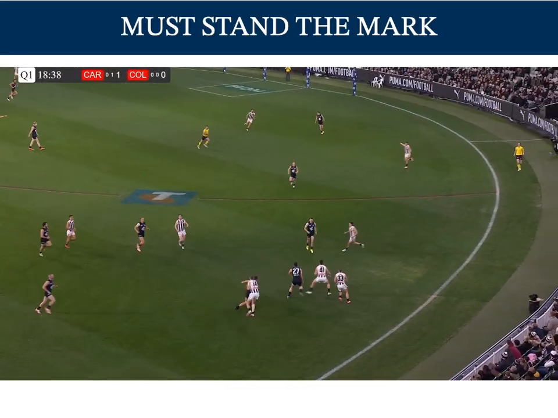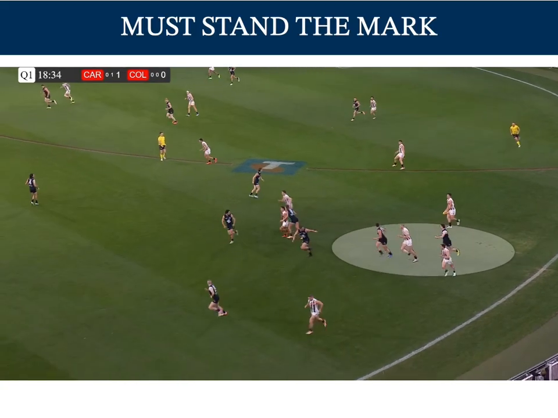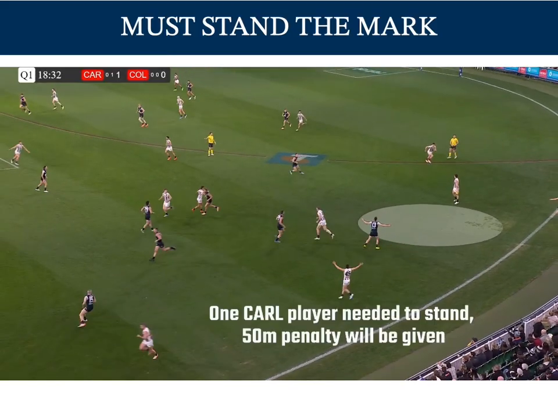Again, we see 4 players in the protected area when the Collingwood player takes the mark. One must stand. However, in this example, no Carlton player remains within the protected area, therefore a 50-metre penalty would be awarded.